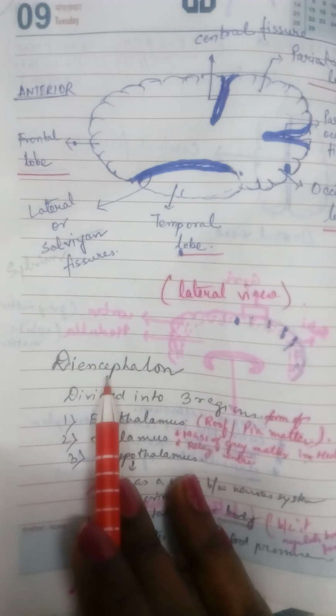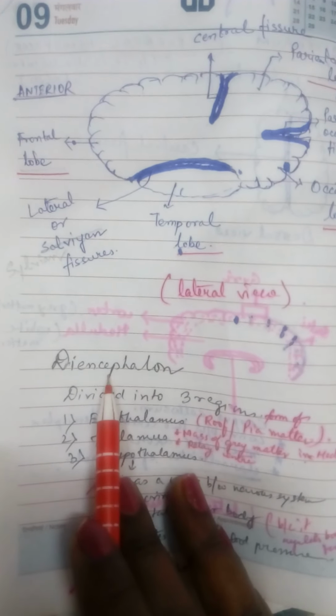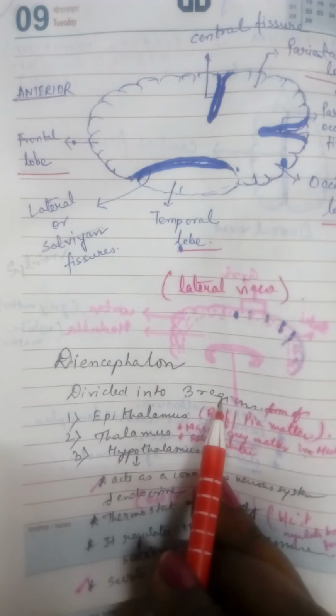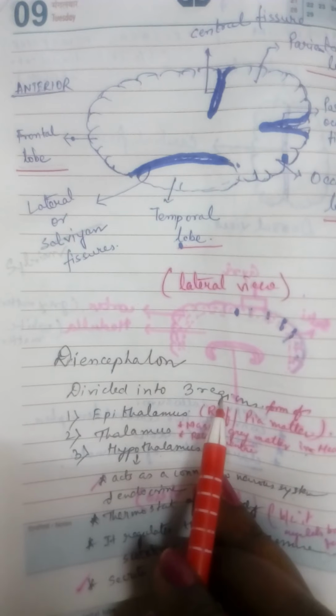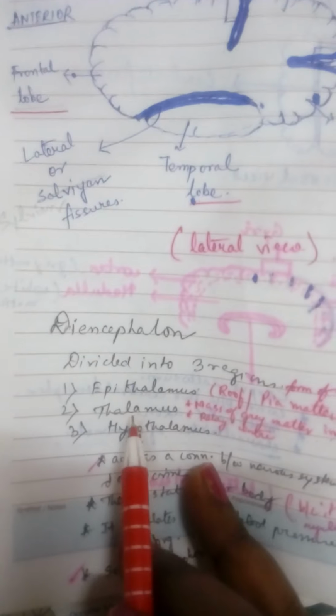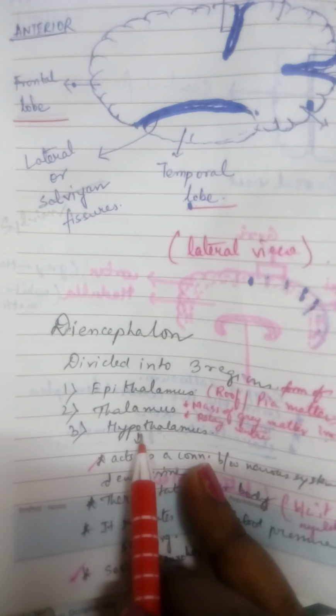So you should know that this diencephalon is a part of the forebrain, and it is divided into three regions. So what are the three regions of this? You should know this. First part is called epithalamus, then thalamus, and then hypothalamus.